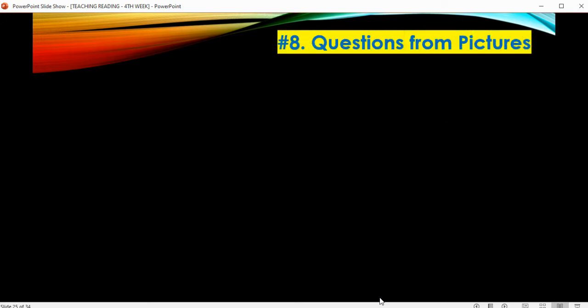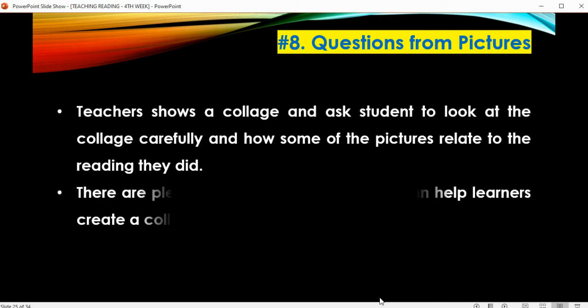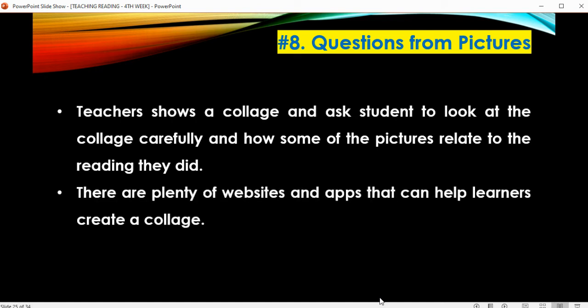The other activity, activity number 8, is questions from pictures. Here the teacher shows a collage and asks the students to look at it carefully and say how some of the pictures relate to the reading they did. So here they have to create and analyze collages. There are plenty here again.